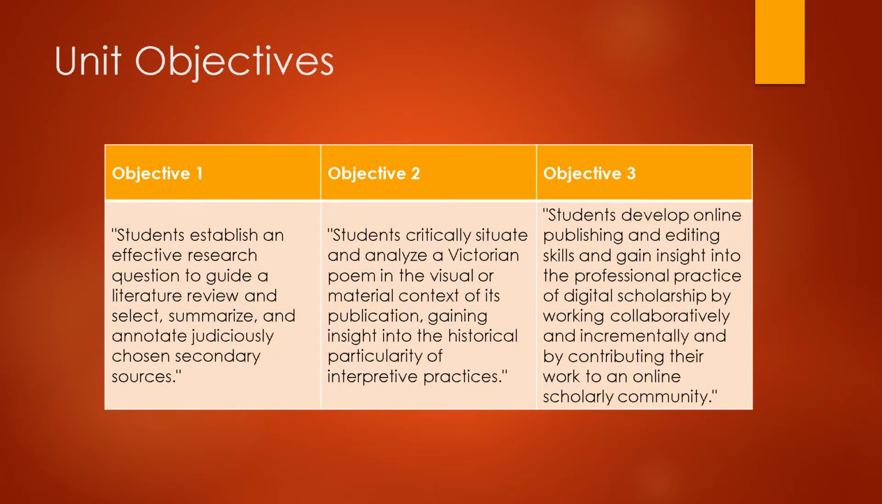These are the unit objectives. There are 3 of them. It asks that students establish an effective research question, that they be able to critically situate and analyze a Victorian poem in the visual or material context of its publication, and also asks that students develop online publishing skills and editing skills and gain insight into the professional practice of digital scholarship. So these are just the objectives. We don't need to get into it too much. I want to start breaking down the unit for you.